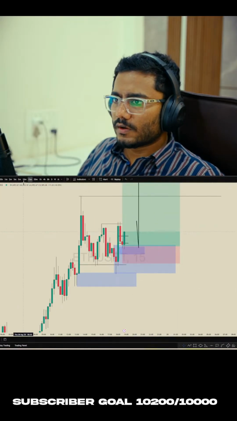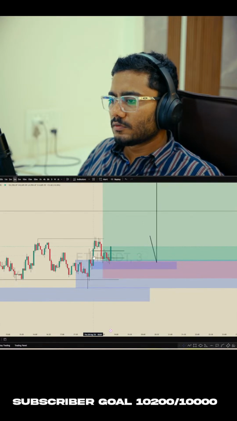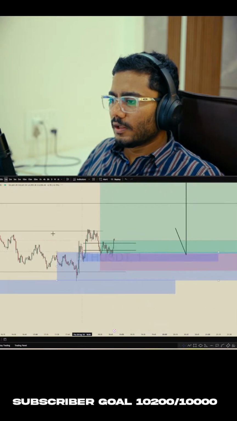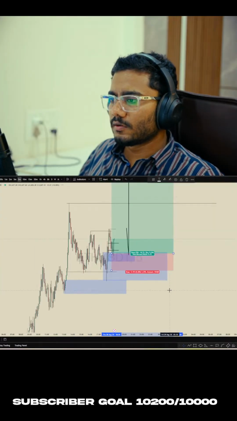Now the real move has started on Ethereum. It has flipped the previous low. And if this structure breaks, then you can put your stop loss at break even.